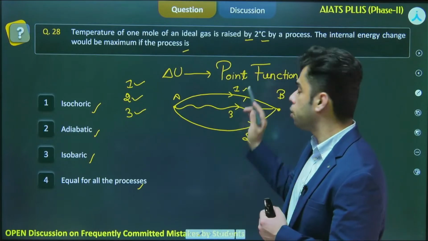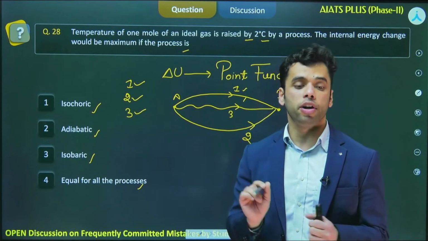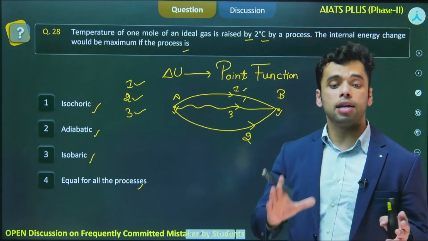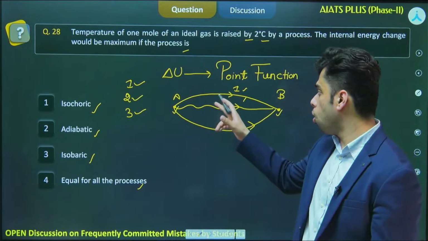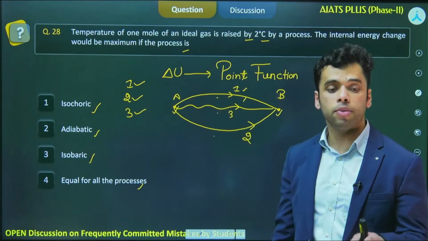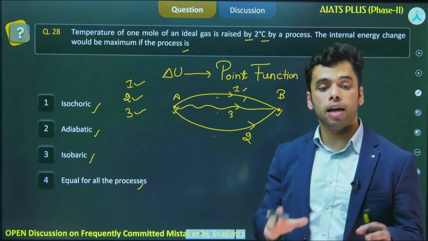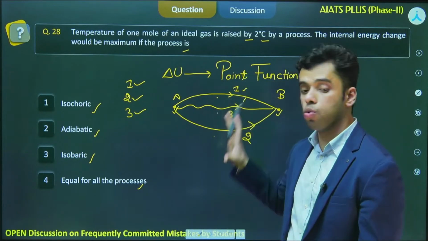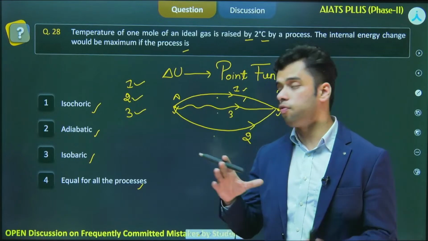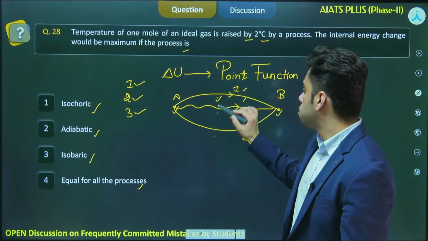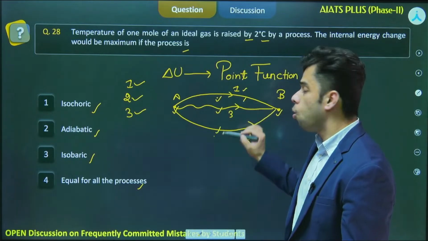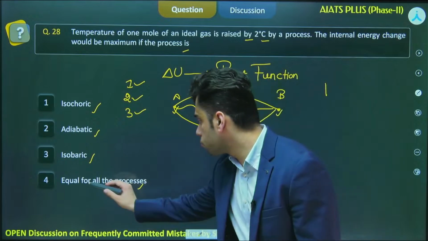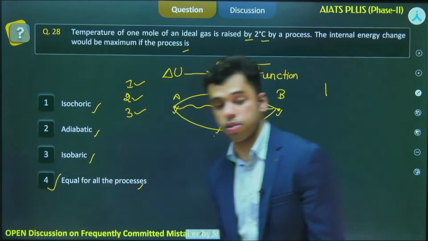Now, dear students, delta U is a point function. What is the meaning of point function? It only depends upon the initial and the final state. Since the initial and the final state in all these three processes are the same, the change in internal energy will be the same in all three processes. That is the concept that you need to understand. It means that the correct answer will be option 4, equal for all the processes.